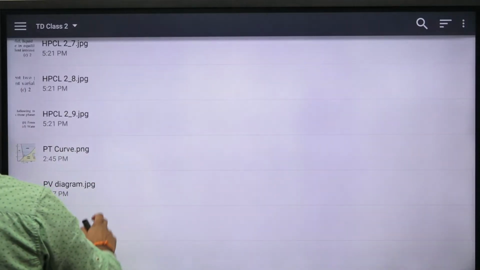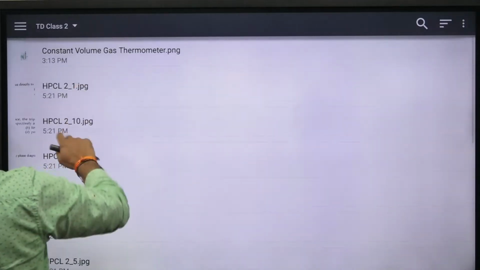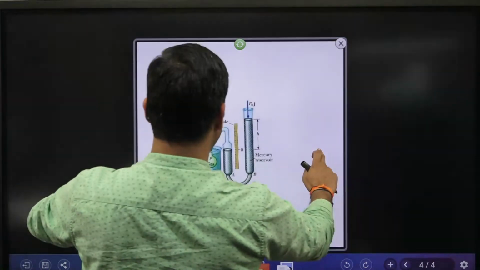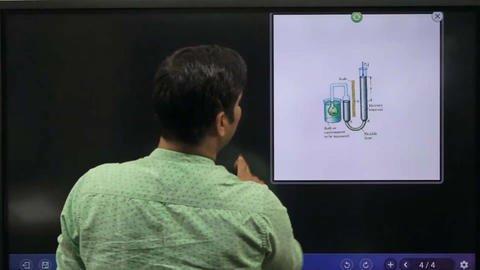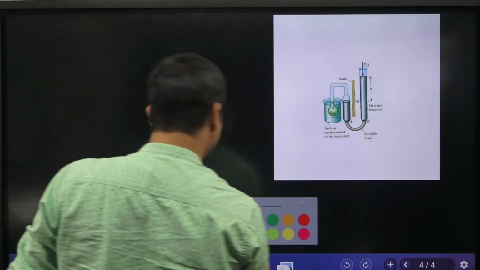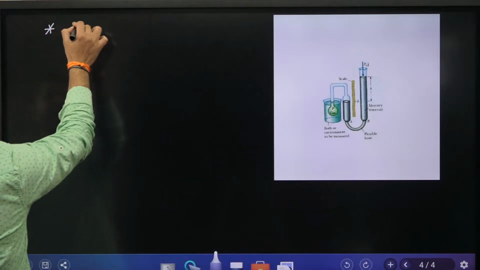Let me show you the constant volume gas thermometer. This is another very good, important type of thermometer.